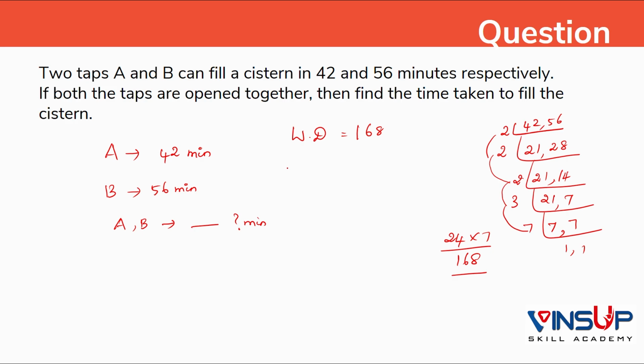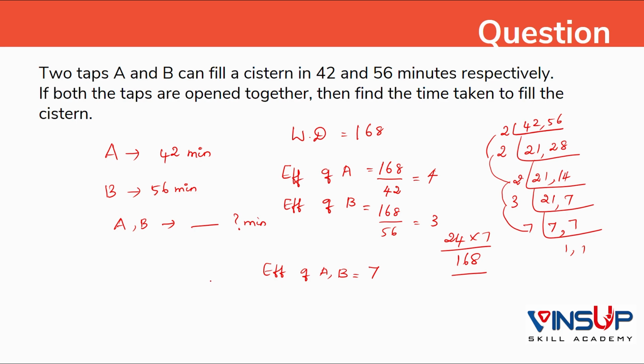After finding work done, we have to find the efficiency of A, then the efficiency of B. What is the formula for efficiency? Work done by time taken, right? So work done 168, time taken by A 42 minutes. So 168 by 42, which is 4. Efficiency of B is 168 by 56, which is 3. So the total efficiency of A and B, 4 plus 3, is 7.